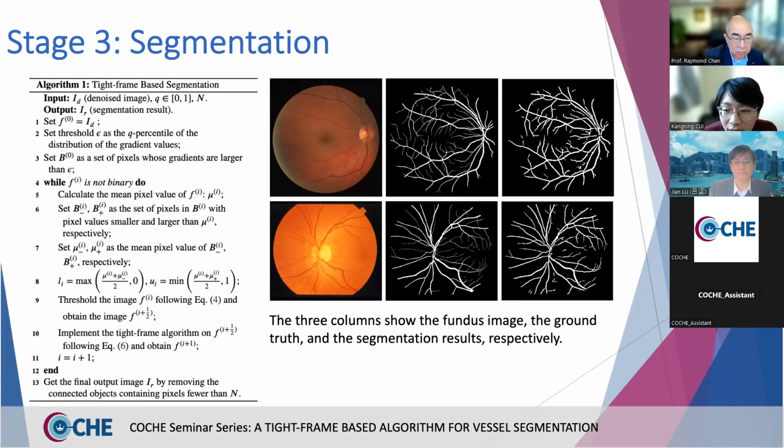The first step is initialization. Then we first divide the pixels into boundary pixels and other pixels, and we gradually reduce the number of boundary pixels to make the image into a binary image, which is the segmentation.